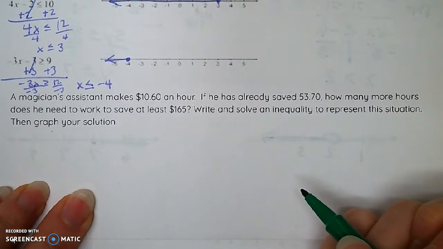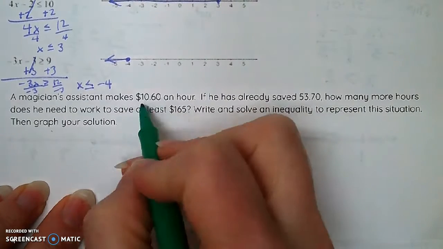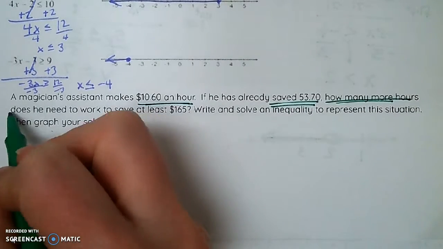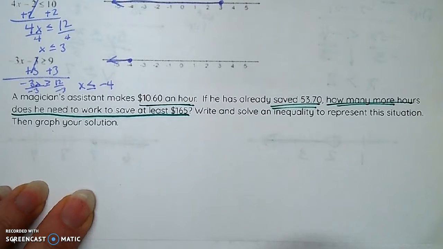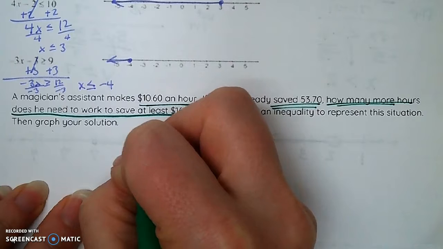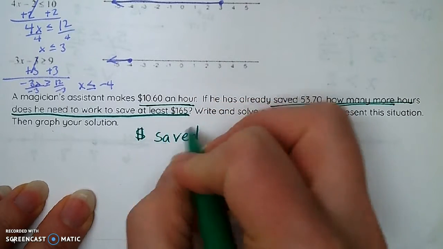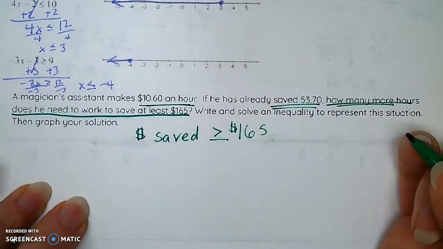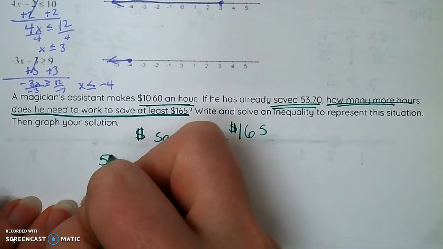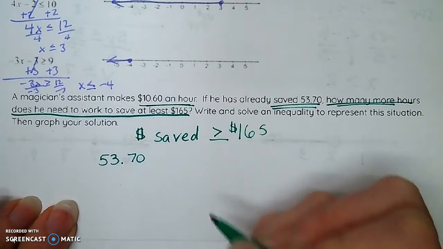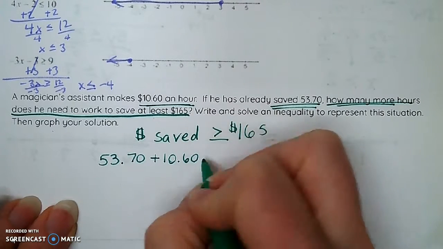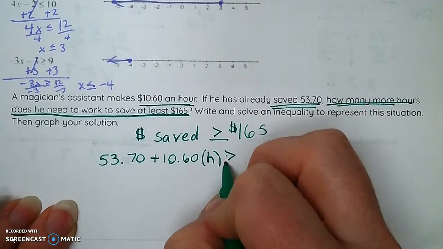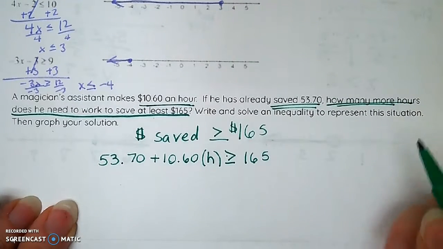Our word problem here: a magician's assistant makes $10.60 an hour and has already saved $53.70. How many more hours does he need to work to save at least $165? So in other words, the amount saved, they want it to be at least, so they want it to be greater than or equal to $165. So we know that he has $53.70. And then every hour that they work, they get $10.60 more. But we don't know how many more hours he needs to work. So that is going to be our variable. Now that looks like something we can solve.